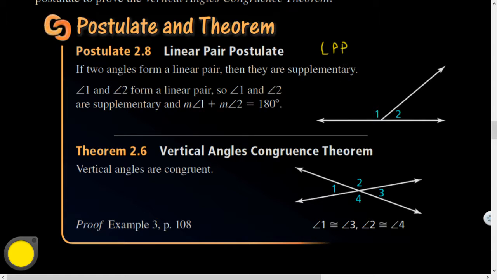Linear pairs are supplementary. And then this one I used to call that, but this book actually throws the word congruence in there. Vertical angles theorem basically says that angle 1 is going to be congruent to angle 3, and angle 2 is going to be congruent to angle 4. Good stuff.